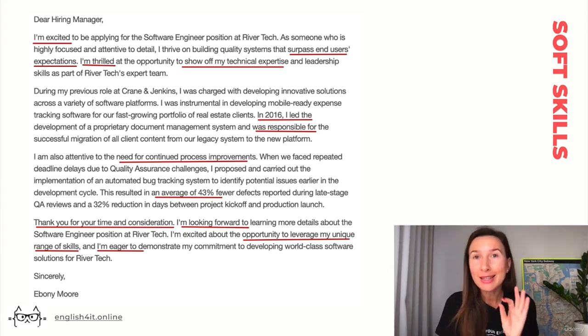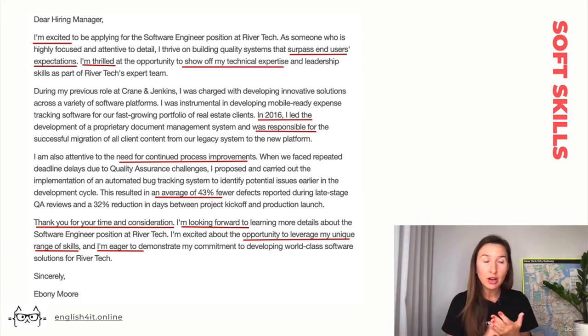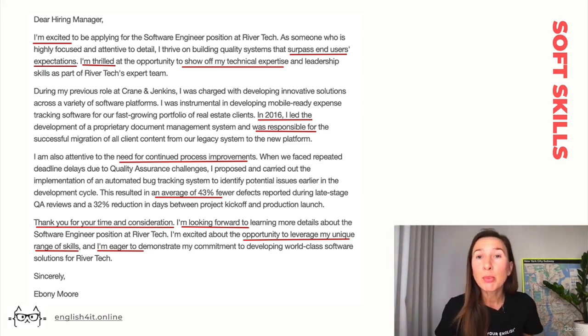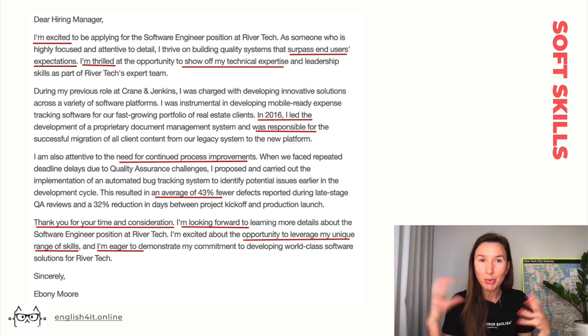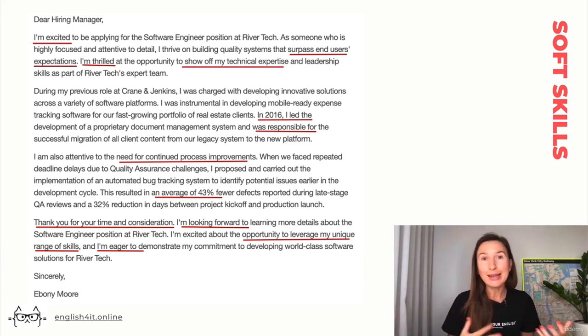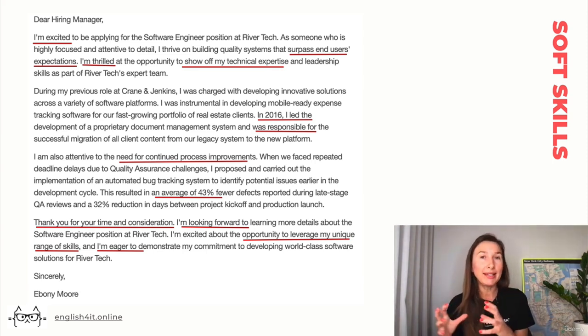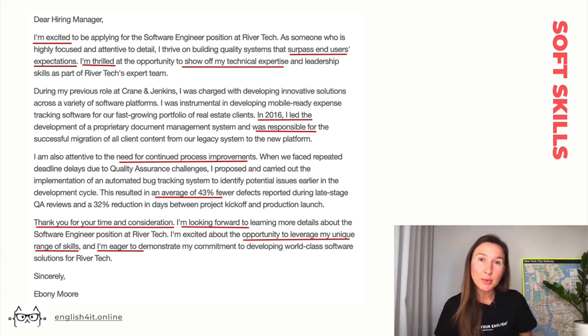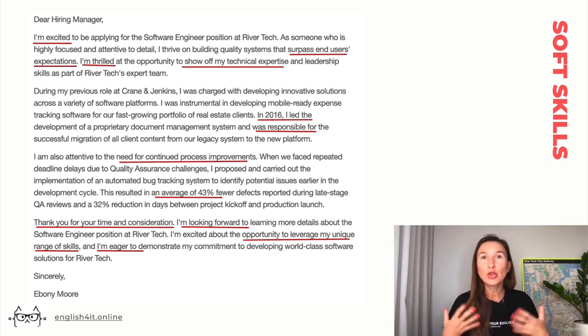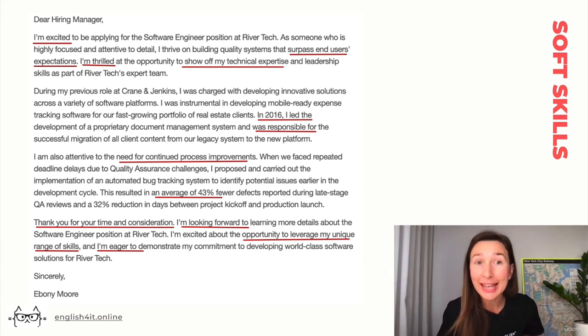I have also highlighted some interesting phrases that will be useful for you, so you can write them down in your vocabulary list, right? Like "surpass end user expectations." It means exceed end users' expectations, right? Surpass means do more than they expect. And then he says, "I'm thrilled at the opportunity to show off my technical expertise." Another interesting phrase that you might as well put down on your list here: show off my technical expertise. It means that you want to boast your technical expertise and leadership skills as part of RiverTech's expert team, right?